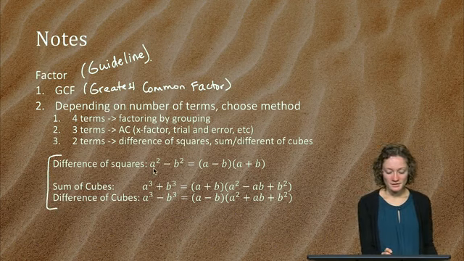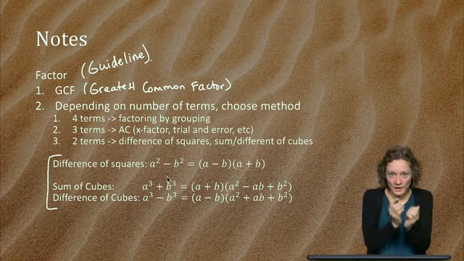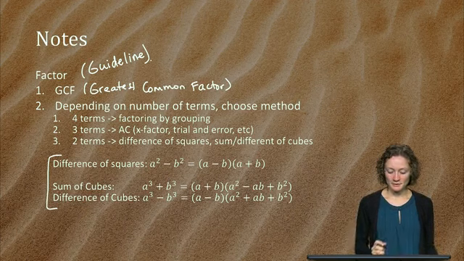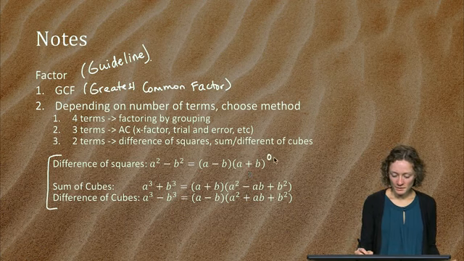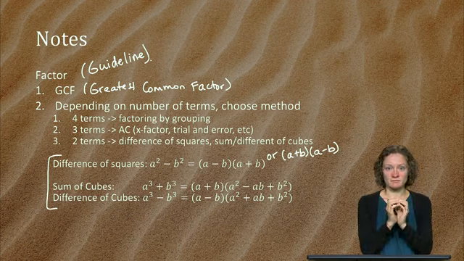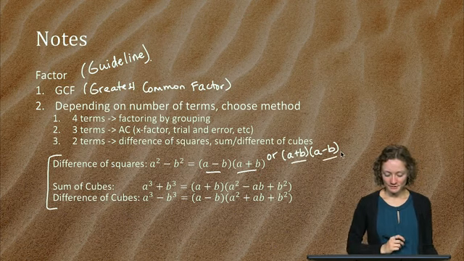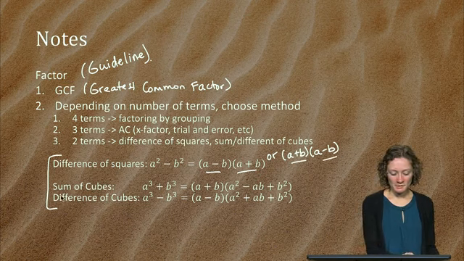So difference of squares, if you have a squared minus b squared, or if you start out with something that you can write as something squared minus something squared, it factors to a minus b times the quantity a plus b. This could be written the other way. Anytime you have factors, the order of those factors does not matter. The components inside each factor need to be in the right format, but the order of the factors themselves, first, second, doesn't matter.